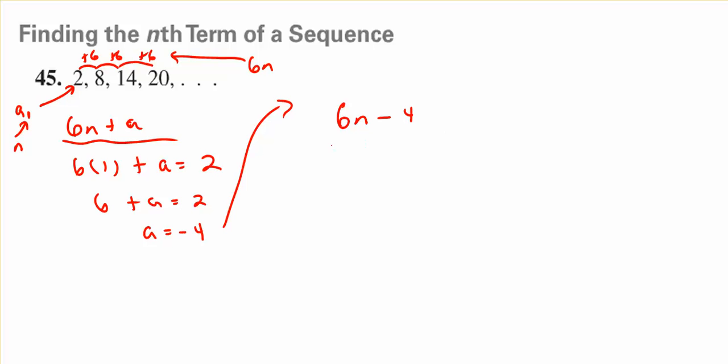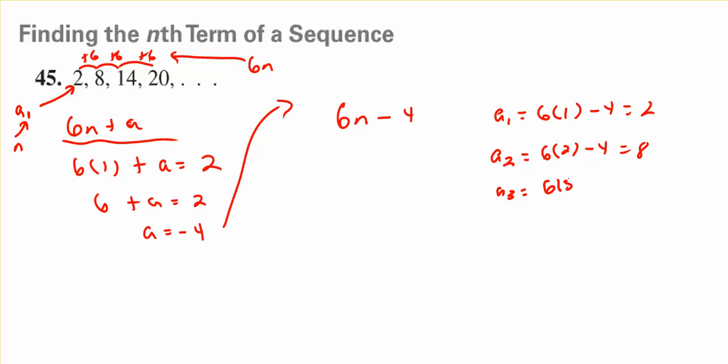But we can check it out. The first term, 6 times 1 minus 4. 6 times 1 is 6, minus 4 is 2. That checks out. The second term, 6 times 2 minus 4. 6 times 2 is 12. 12 minus 4 is 8. That checks out. And you can check all of them if you choose to. Third term, 6 times 3 is 18. 18 minus 4 is 14. All of those check out, so this tells me that this expression works for this sequence. Now, there is a possibility that you can have more than one expression that works for a particular sequence.